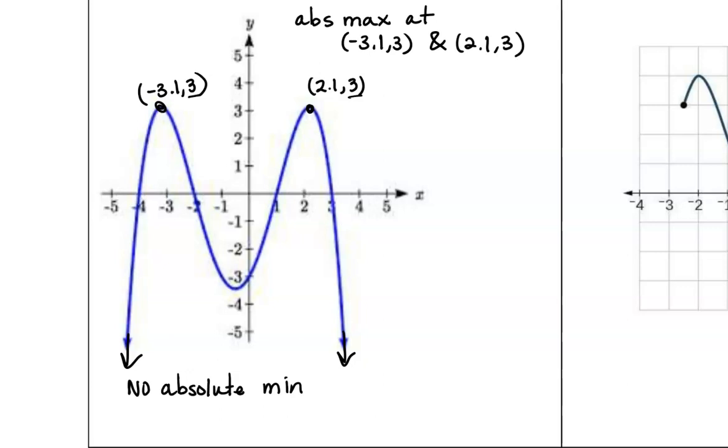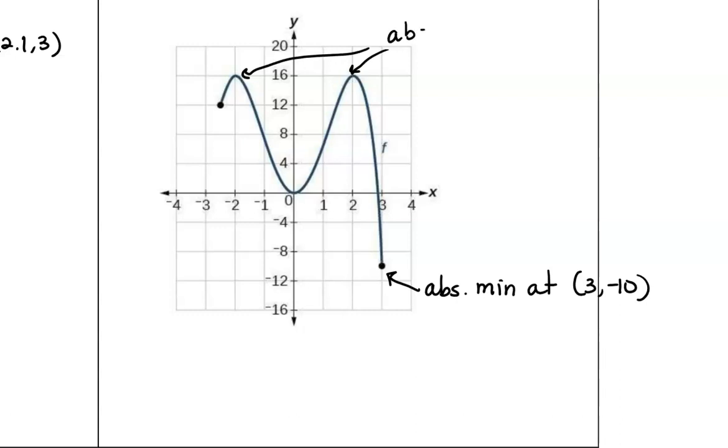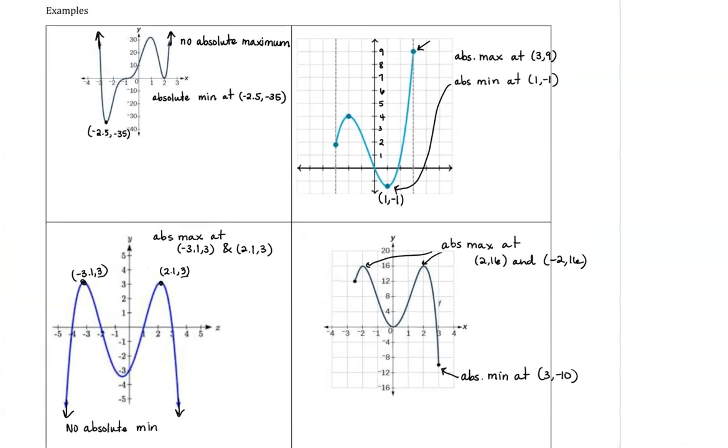So finding these absolute extrema is all about looking for the lowest point on the graph or looking for the highest point on the graph. And here's another example of a graph that has two absolute maximums. So in all four of these examples, we looked at the graph, we found the highest point, if there was one, and labeled it the absolute maximum, and we found the lowest point, if there was one, and labeled it the absolute minimum. Notice that when the graph increased without bound, there was no absolute maximum, and when the graph decreased without bound, there was no absolute minimum.